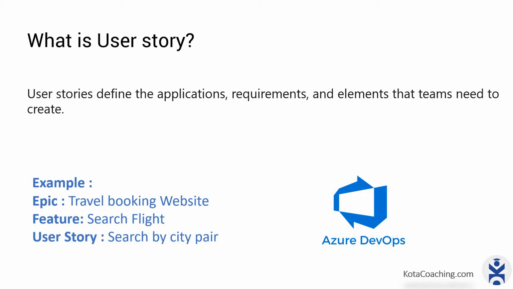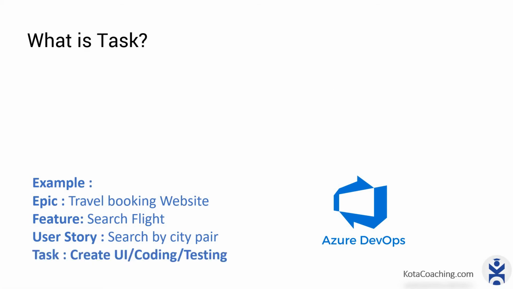But that is not a task. A user story is not a task. Here you need to understand clearly, a user story is not a task. Let me explain the task now. Inside the user stories we have different tasks. We will create these tasks and assign them to particular users. Like this is the user story, search by city pair. To create this user story, what will I do? I will create the UI. This is a task. And over the UI, I will do coding. This is also a task. And testing will be performed by the QA team. That is also a task. I will assign this task to the QA team.